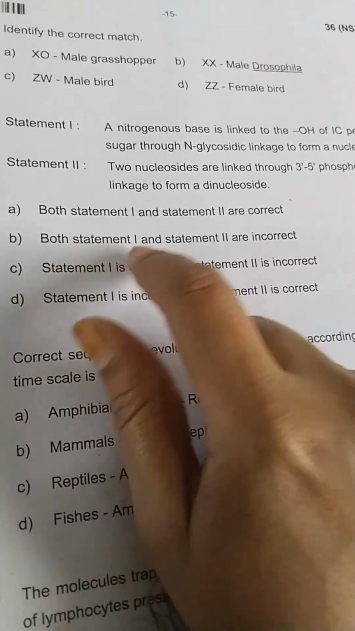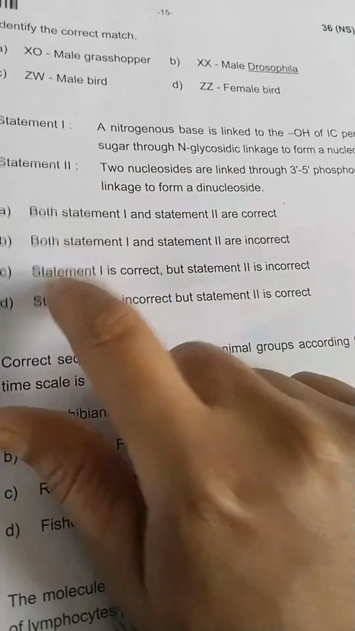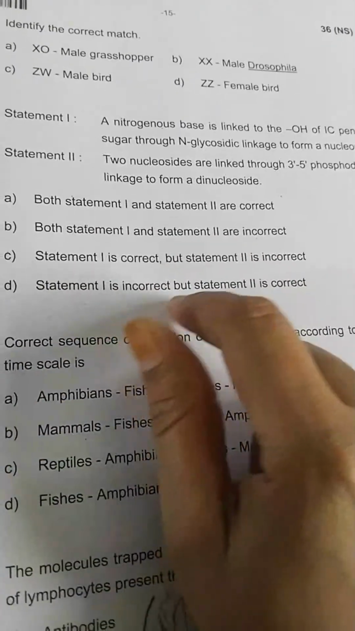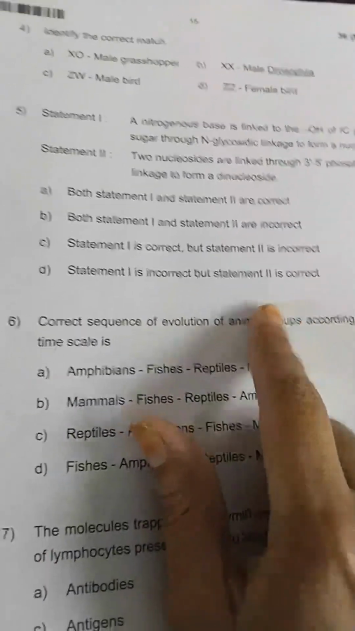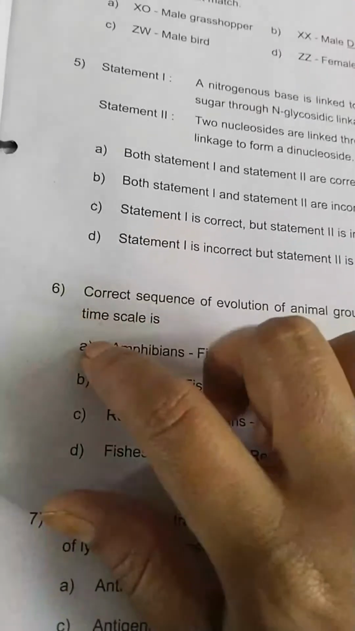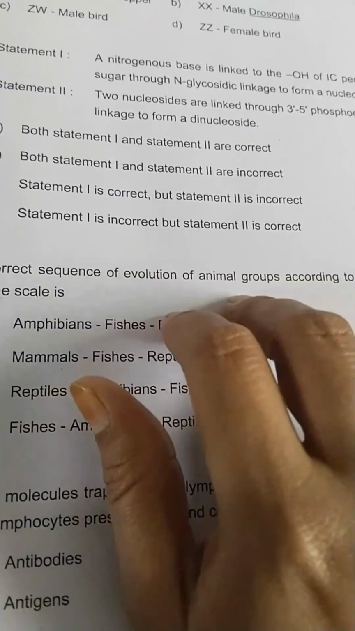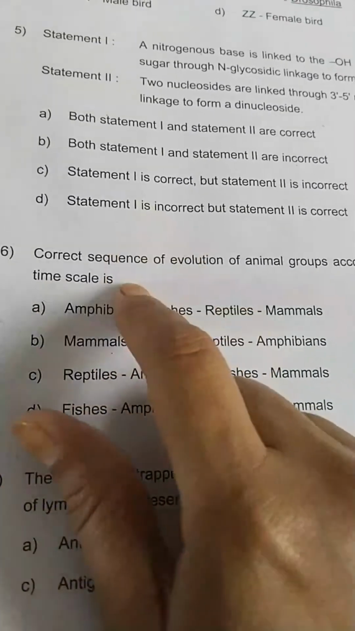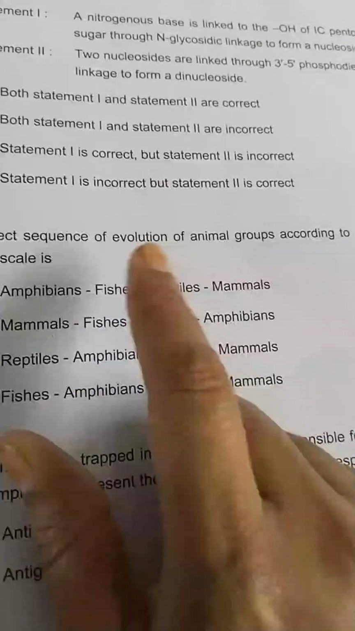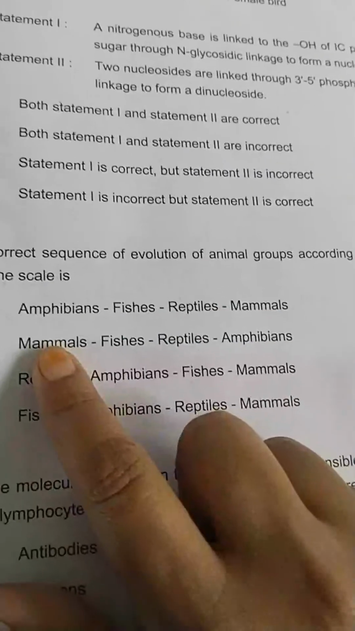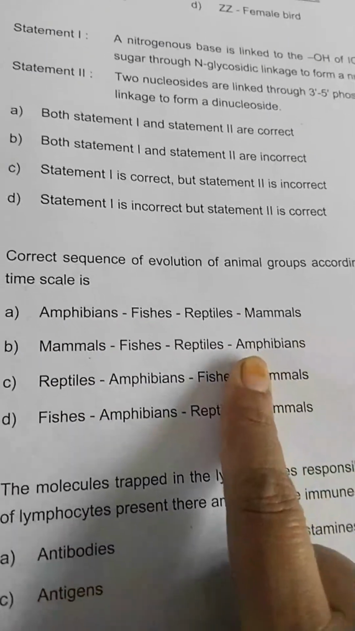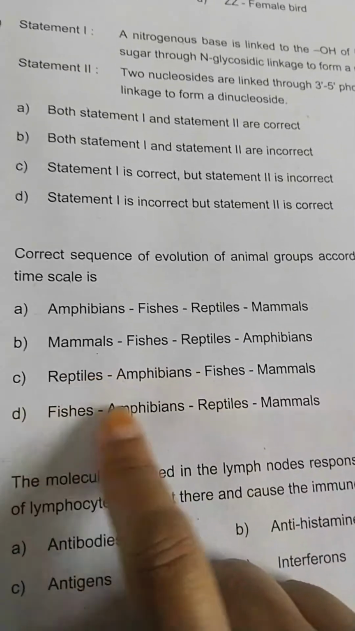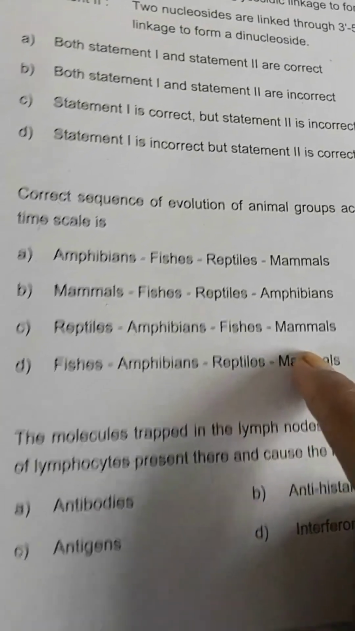Second option, both statement 1 and statement 2 are incorrect. Statement 1 is correct but statement 2 is incorrect. Statement 1 is incorrect but statement 2 is correct. Same way, the sixth question: the correct sequence of evolution of animal groups according to the geological time scale is amphibians, fishes, reptiles, mammals; mammals, fishes, reptiles, amphibians; reptiles, amphibians, fishes, mammals; fishes, amphibians, reptiles, mammals.